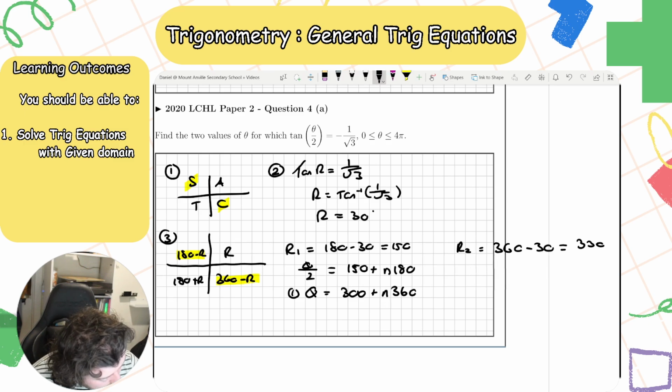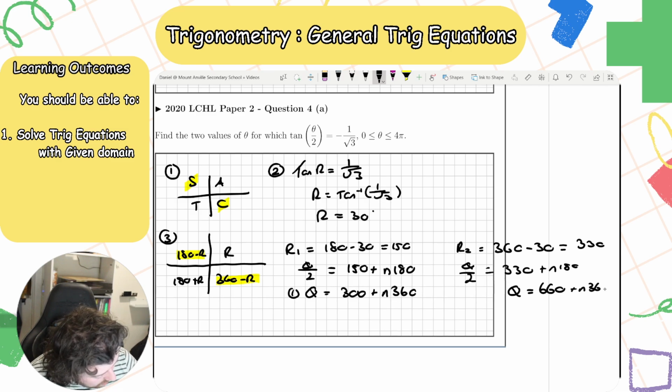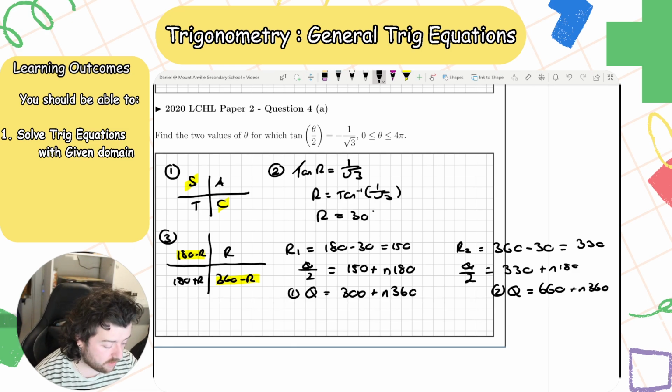So it's going to be theta over 2 equals 330 plus N180. Multiply everything by 2. I'm going to get theta is equal to 660 plus N360. And there's my second general solution.